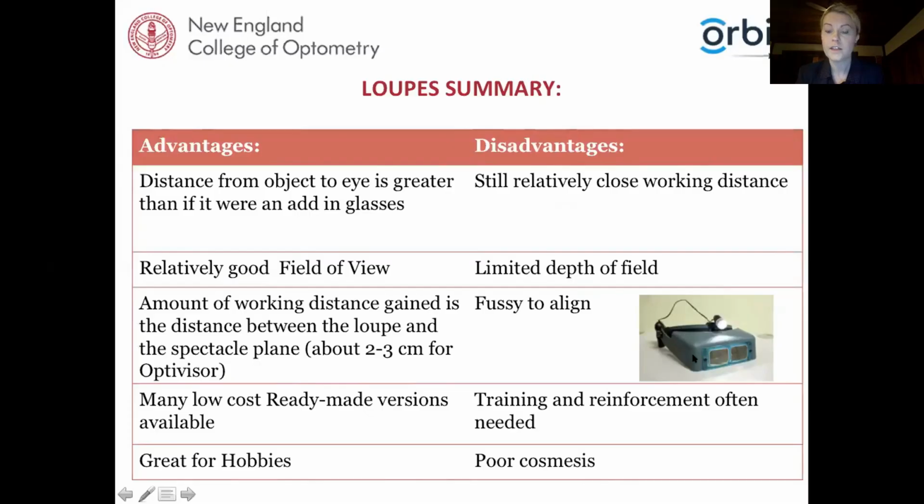And as you can see, this flips down over the spectacles. The advantage of a loupe has always been that you gain some working distance, so you can hold the page slightly further away than you would be able to if you had prescribed a near vision only spectacle. However, the distance that you gain is simply the distance between the spectacle plane and the loupe, because we are still limited by the fact that to be in focus, our page, in this case for an 8 diopter loupe, needs to be 12 centimeters from the loupe plane.